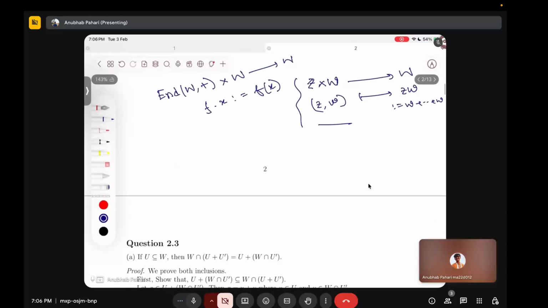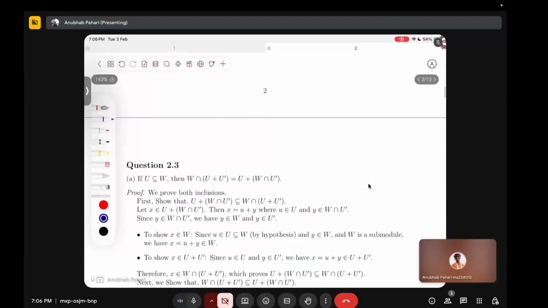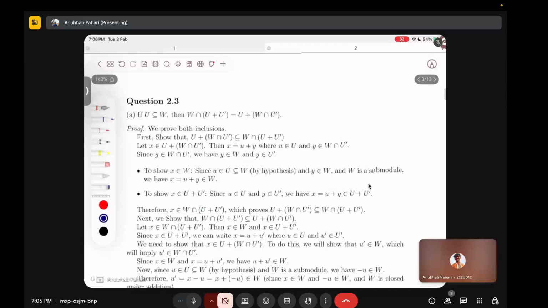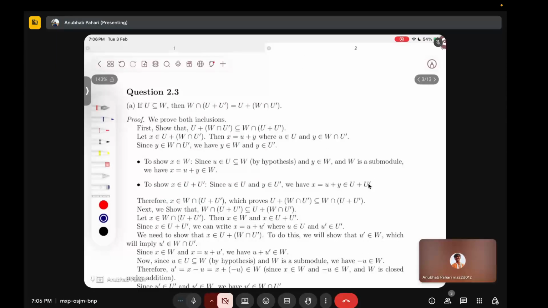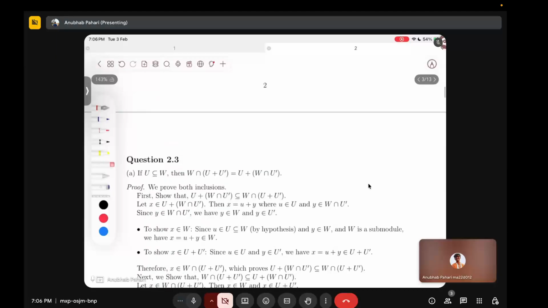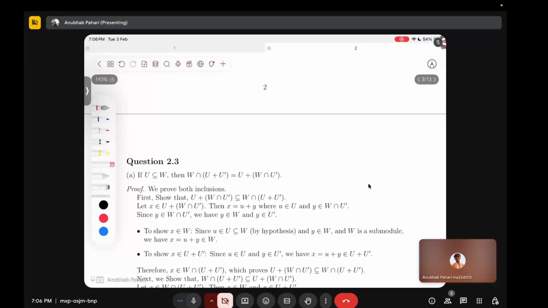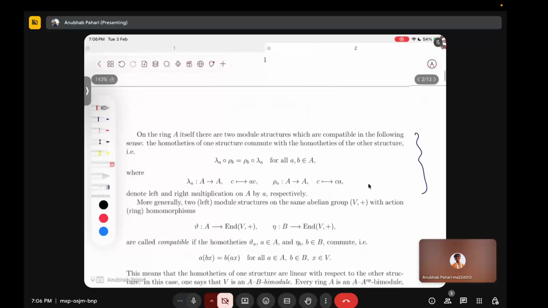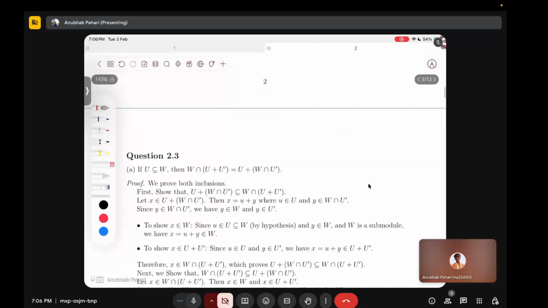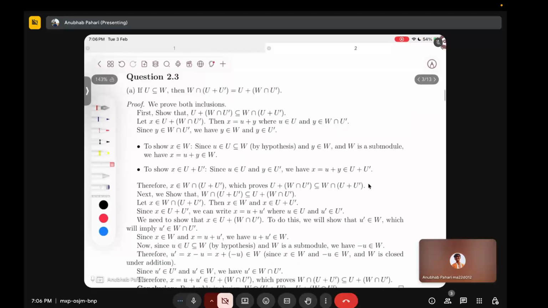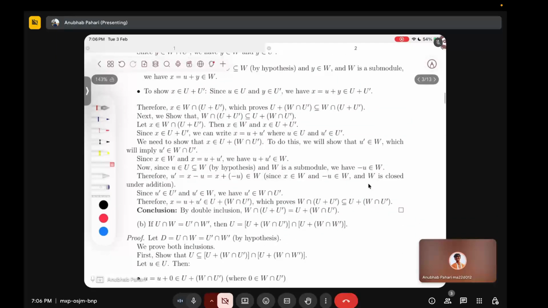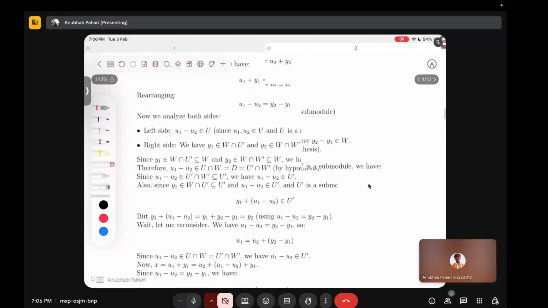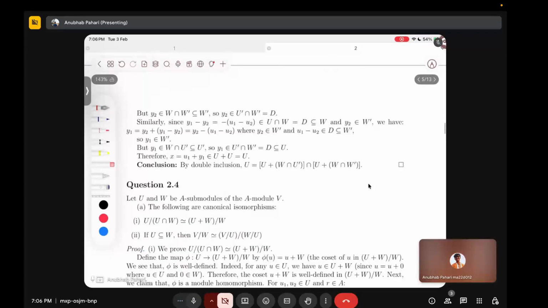Okay, so now we come to our first question. We have to prove that if U is contained in W, and so I should first say what U and W are. I'll try to find it, if it is given here.